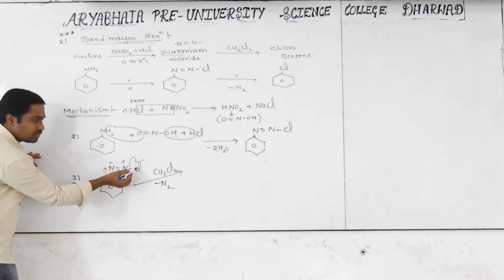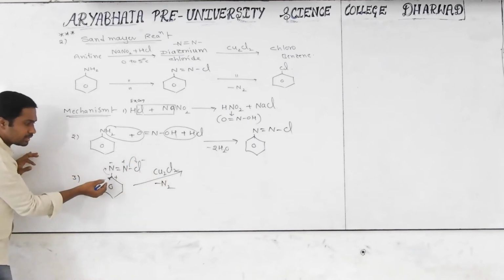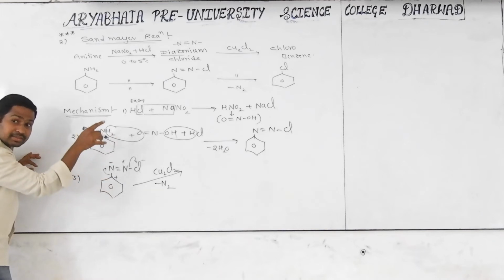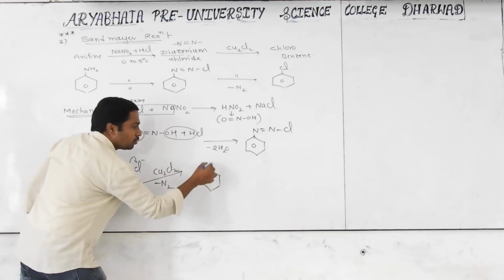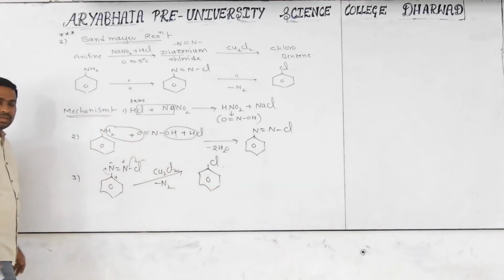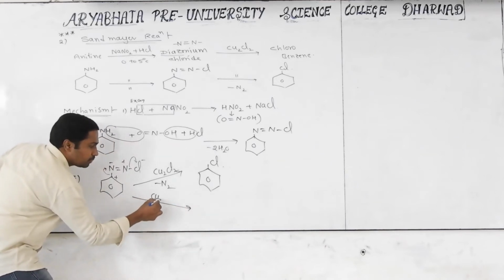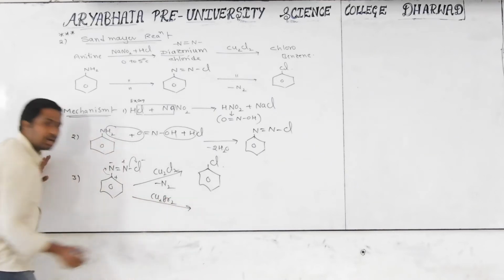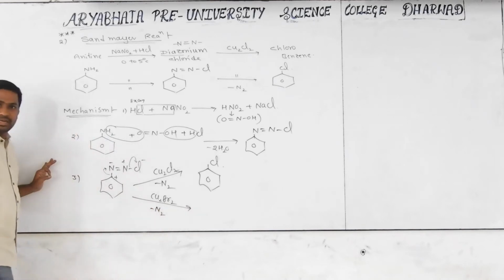After that, what happens? This chlorine will not come from this compound. Whatever chlorine is there is involved in the reaction with this one. Why? Because the charge here is positive, it is attacked by Cl minus. Then which compound do we get? We get chlorobenzene. They may ask the same reaction with cuprous bromide, Cu2Br2. Then which gas is eliminated? Nitrogen gas is eliminated.